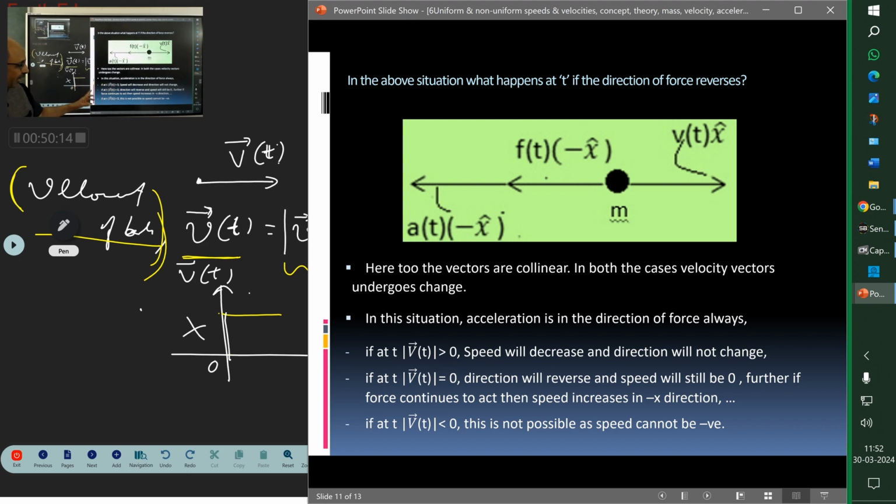Now you see, if modulus v bar t is greater than 0, speed will decrease and the direction will not change. That means v bar t in this case is greater than 0. That means what does this mean? The magnitude of the velocity is greater than 0.